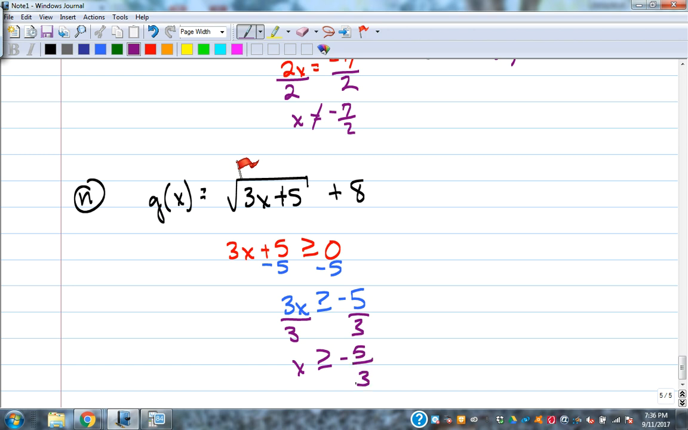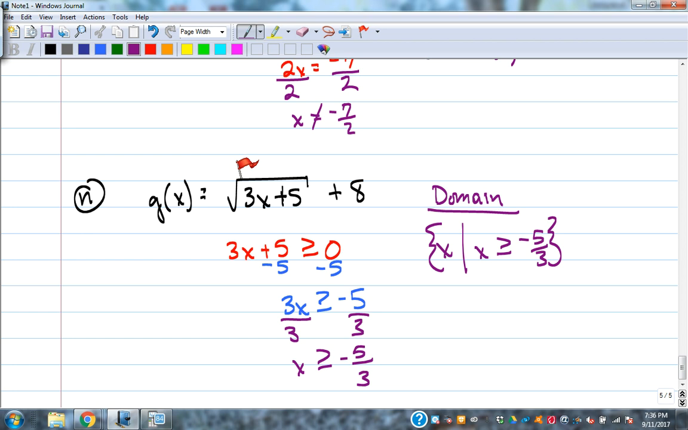multiply or divide by a negative to solve it, what do you have to do to the symbol? Flip it around. That's one of the rules. That if you multiply or divide by a negative to solve it, then you got to flip your inequality symbol. Here, we divided by positive 3, so we don't flip it on that one. All right, so that makes our domain easy on the set notation. X is greater than or equal to negative 5/3.